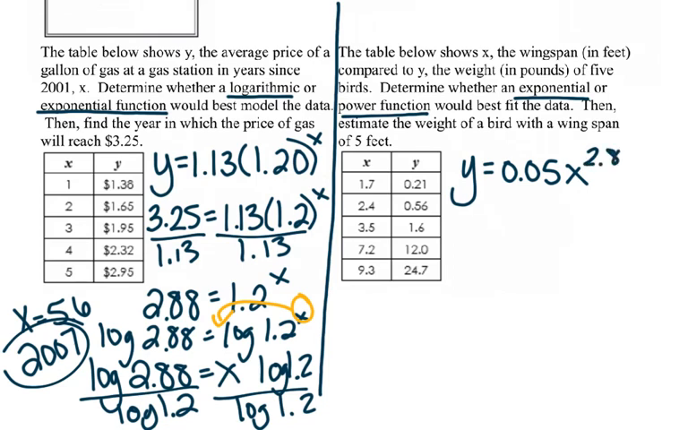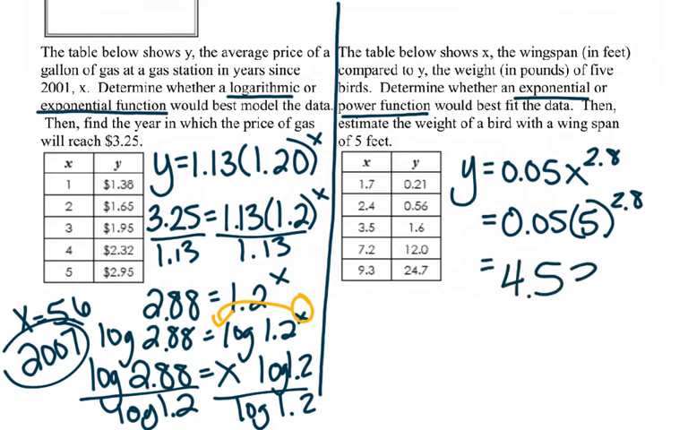Alright, and then it says, then estimate the weight of a bird with a wingspan of 5 feet. So x represents the wingspan, so I'm going to replace x with 5, and this is a nice problem because all you have to do is type it in your calculator. Alright, so that's pretty easy.